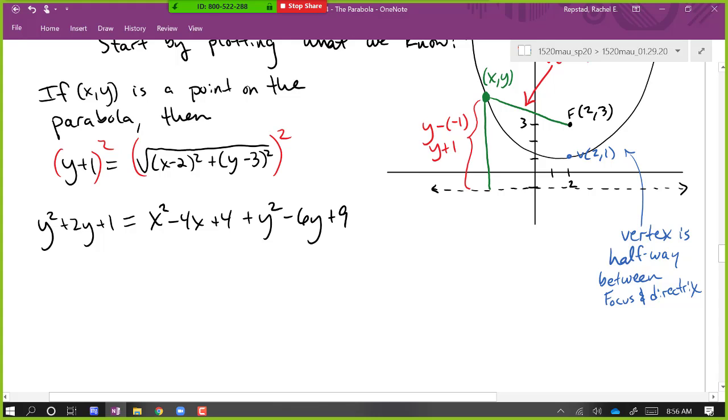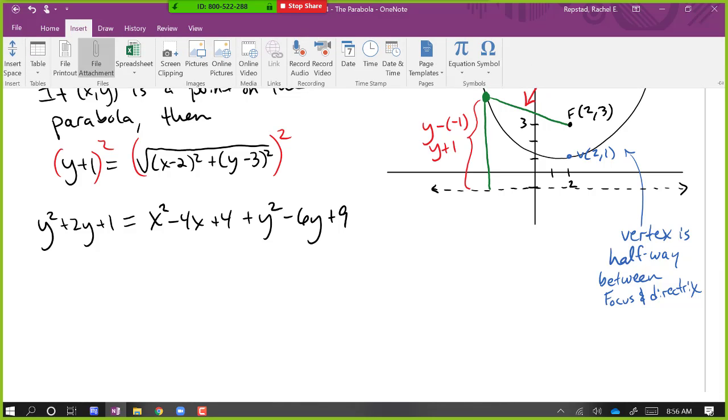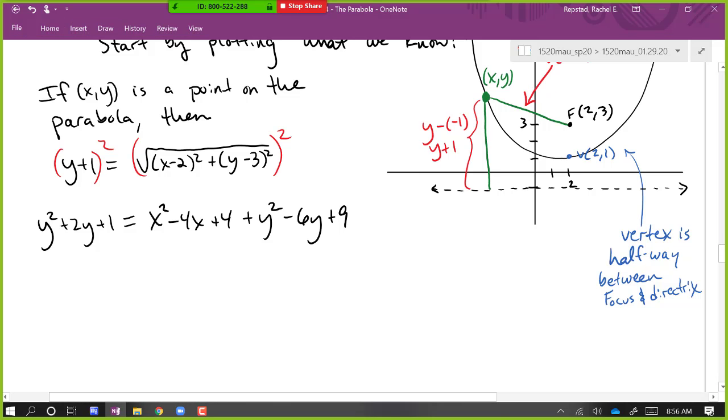I'm going to get all my y's on the left side and keep my x's and constants on the right side. So I'm going to subtract y squared, I'm going to add 6y, and I'm going to subtract 1 because I'm going to get my constants on the right side.